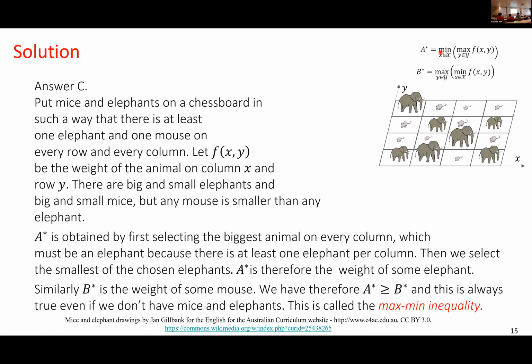The min of the max is the smallest elephant, but an elephant is always larger than a mouse. So this is larger than that one. A star is larger than B star. This is true in general, even if we don't have mice and elephants, even if the constraints I put are not true. But that's a mnemonic mechanism to remember this. This will always be true because an elephant is always larger than a mouse. It has a name. It's called the max-min inequality. And in fact, it's related.